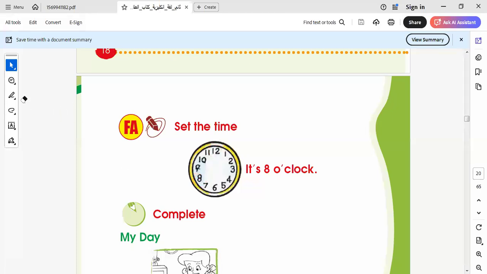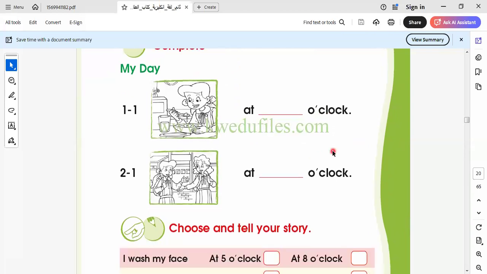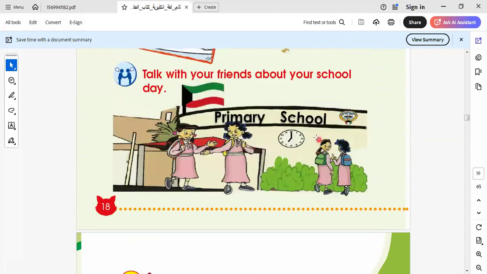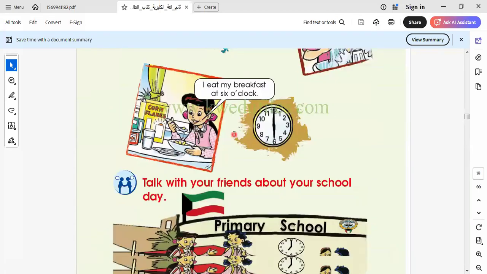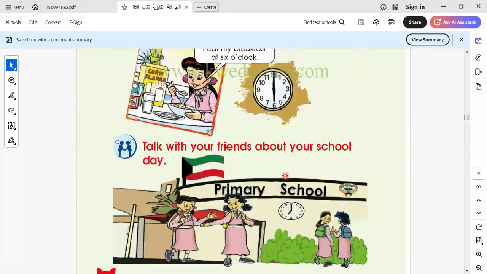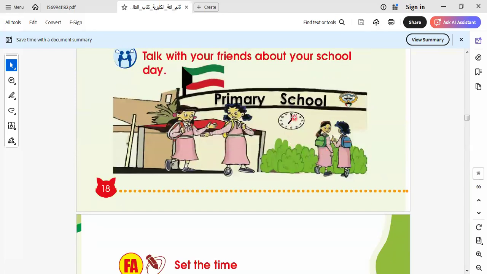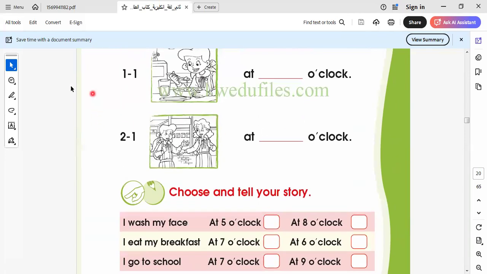Let's go to another item here. Here is at what o'clock? Take breakfast, as we know. Take breakfast at what? At 6 o'clock. So I write here 6 o'clock. I go to school. I go to school at what? At 7 o'clock. Here I go to school at 7 o'clock. Here I take breakfast at 6 and I go to school at 7, as we know during the lesson.